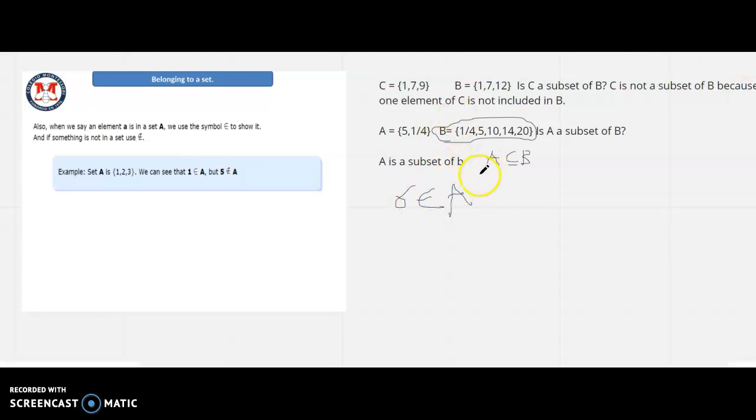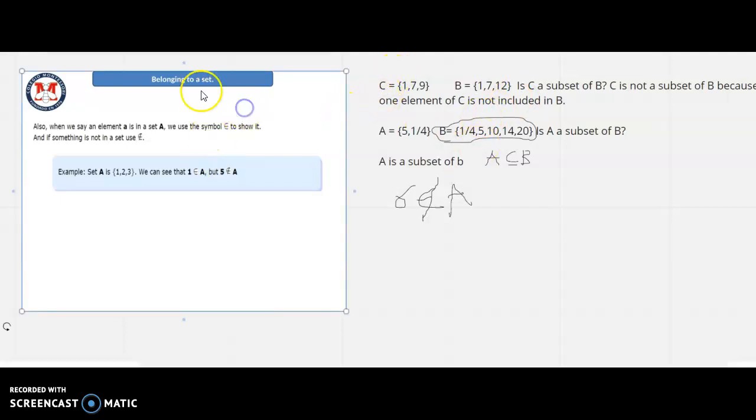Can we say this? No, because 6 is not included in B. So we use "doesn't belong to A" with this sign, alright? So doesn't belong to A. So the belonging of a set is only looking at the elements of the set and saying if they are included or not, if it belongs or not. Okay, very easy. So let's go ahead with the next one.